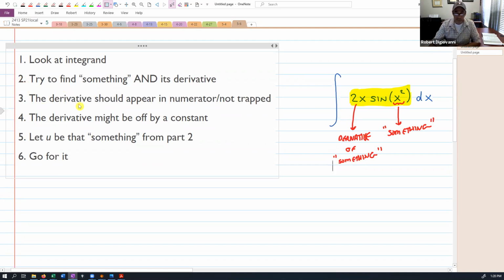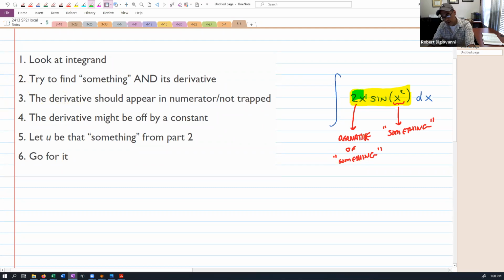The derivative is the part in green. This derivative part should appear in the numerator. So is 2x in the numerator of this expression? It's not even a fraction, so it's obviously in the numerator. And it's not trapped. What do I mean by trapped? I mean it's not stuck underneath a square root, and it's not inside of a trig function. It's all by itself. Do you all see that the 2x is all by itself? In fact, if I wanted to, I could rewrite the problem like this.